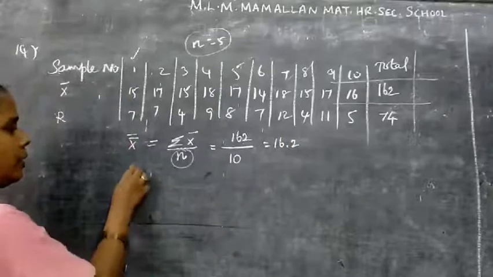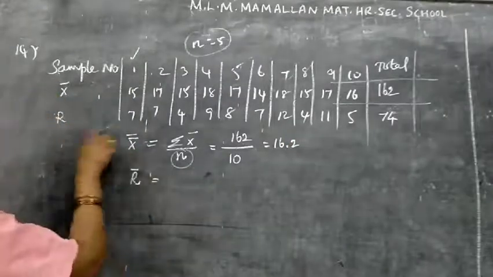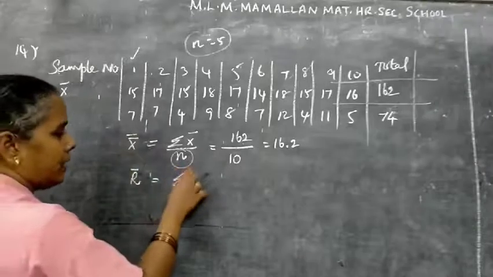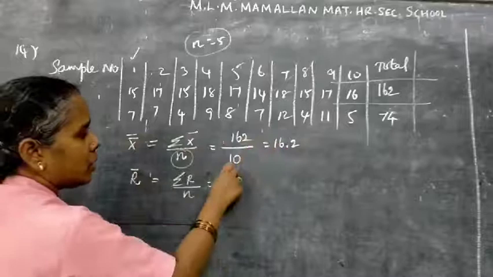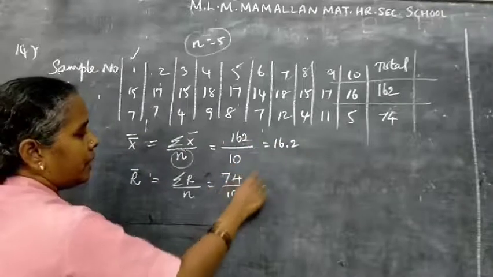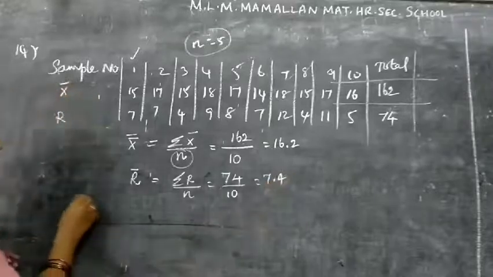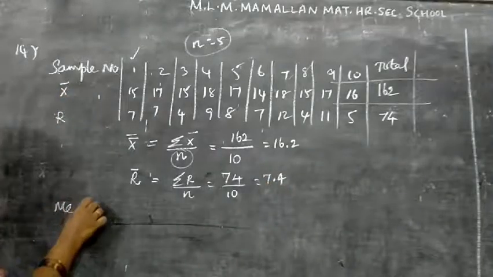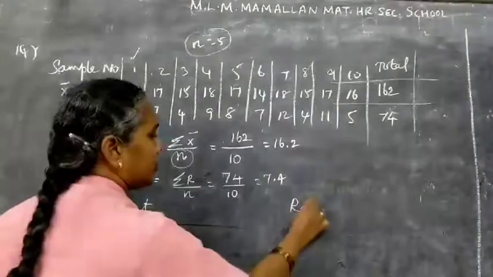And similarly, we are going to find the range bar also. What is range bar? Range bar is nothing but summation of range divided by n again. How many values are you totaling? 10 values. Total is 74. Dividing by 10, the answer is 7.4. Immediately after this, we are going to write mean chart. And here range chart.